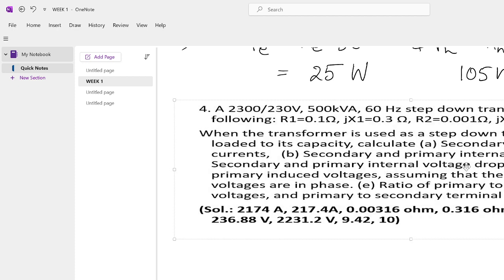This is again a simple question. A 2300 by 230 volt, 500 kVA, 60 hertz step down transformer has the following values: R1 as 0.1 ohm, X1 as 0.3 ohm, R2 as 0.001 and X2 as 0.003 ohm. When the transformer is used as a step down transformer and loaded to its capacity, calculate secondary and primary currents.